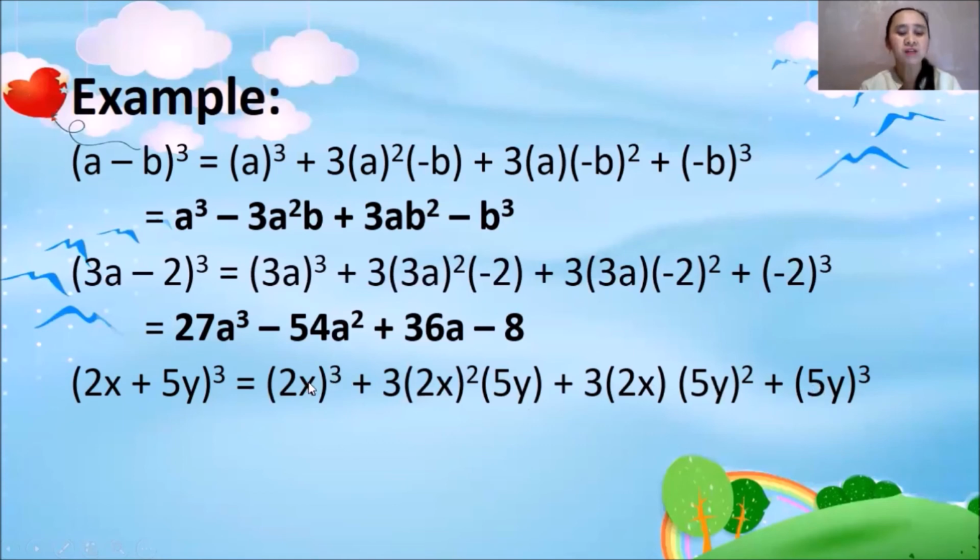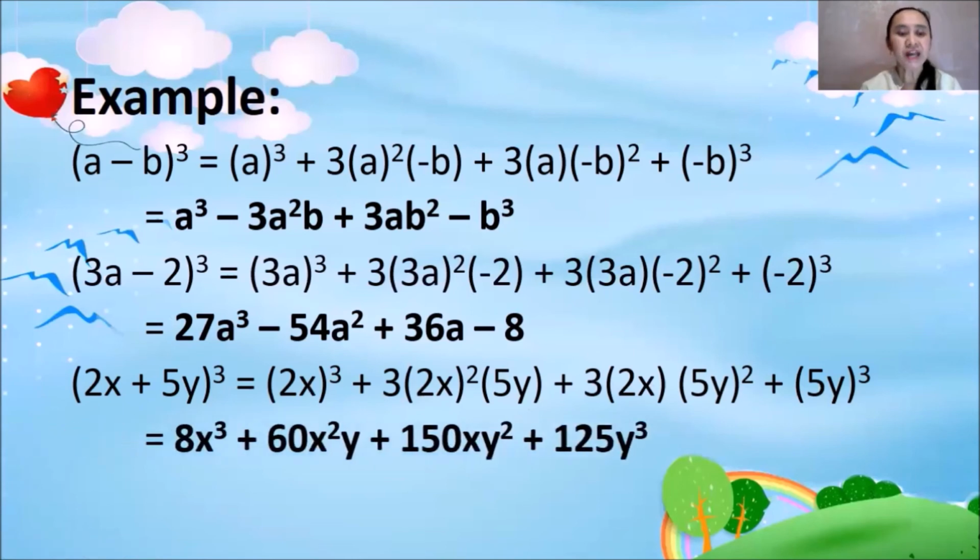2x times 2x times 2x. So, 2 times 2 ay 4. 4 times 2 ay 8. Kaya 8 ang first term natin. And x times x ay x squared. X squared times x ay x cubed. Then, dito tayo. 2 times 2 ay 4. 4 times 3 ay 12. And 12 times 5 ay positive 60 or plus 60. X times x is x squared times y ay x squared y.